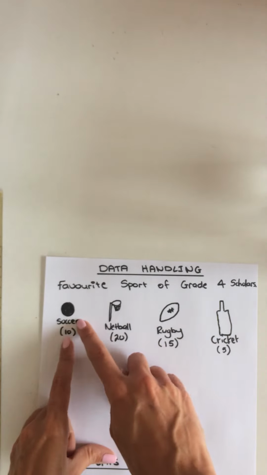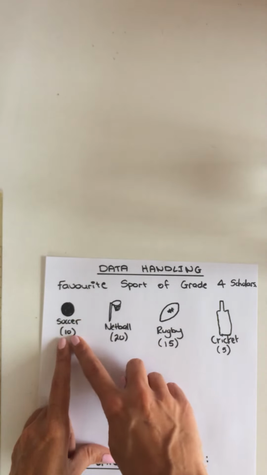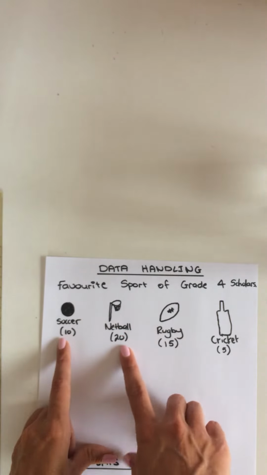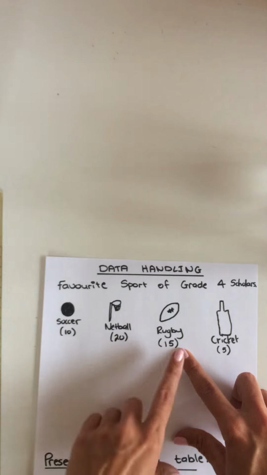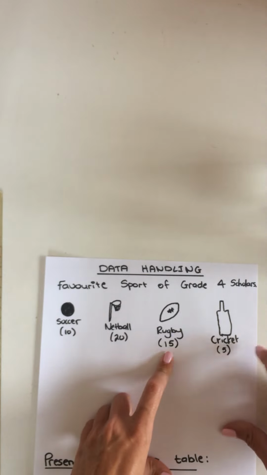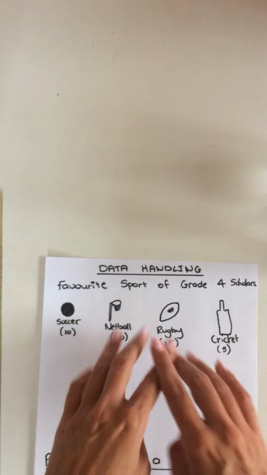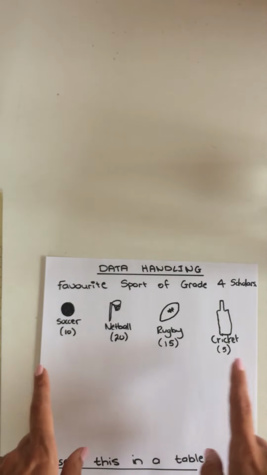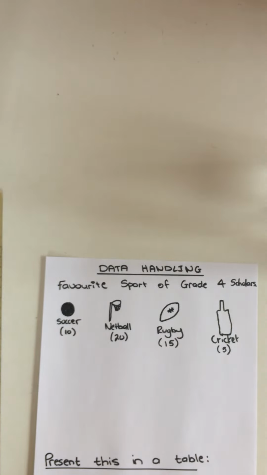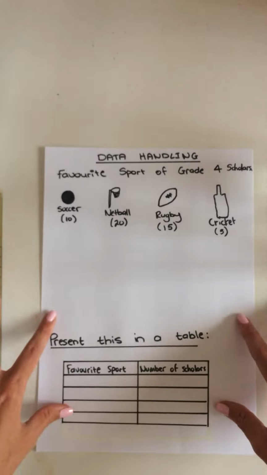So for soccer, we have 10 scholars who like soccer. Netball, there are 20 scholars that like netball. Rugby, there are 15 scholars that like rugby. And cricket, there are 5 scholars that like cricket. So now this data has been presented in picture format, but what we can then do with this data, once we have collected it, is present it in a table.